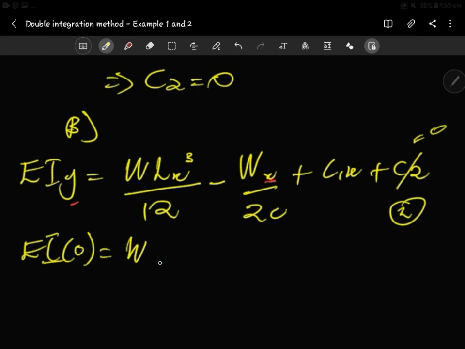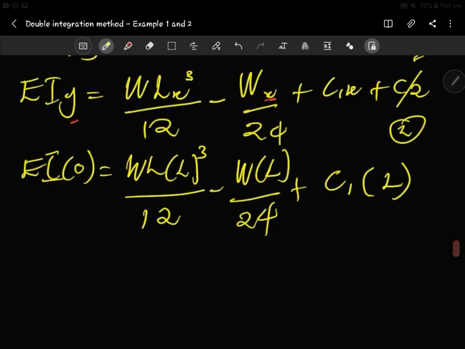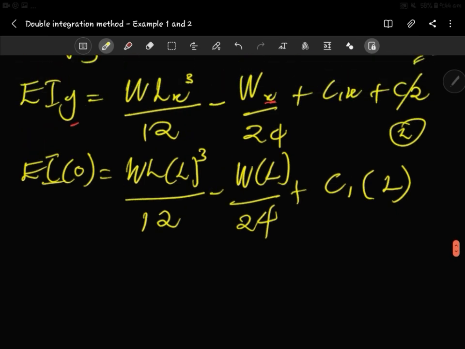W L is just L, x is L, it's about 3, and then we have 1 on 12, we have W, bracket L on 24, 24, right? Plus 0, we have C1 into bracket L. Now the aim is to find C1. So we know this is 0, everything becomes 0.